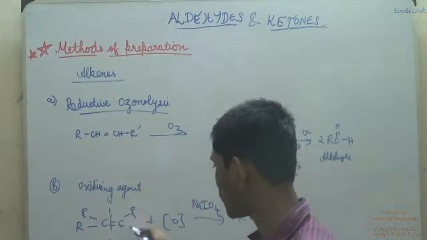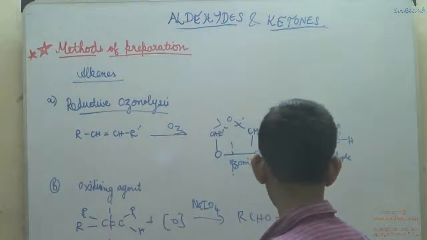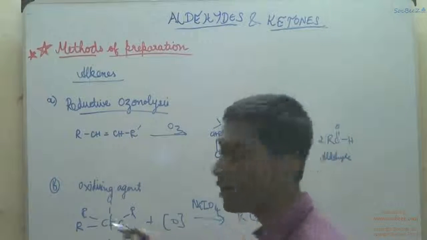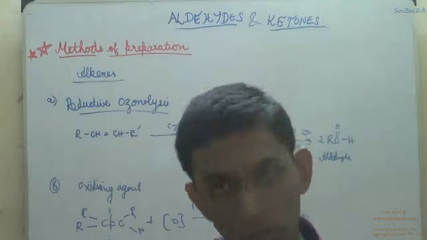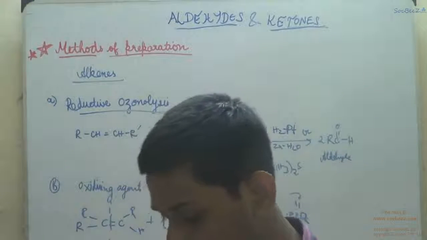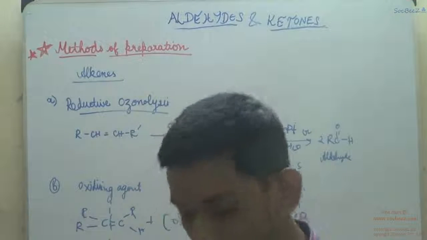And so this part will give an aldehyde and this part will give a ketone, I am sorry, because only two replaceable oxygens are there. Cut it. This will give aldehyde, this will give ketone. So that was from alkenes.